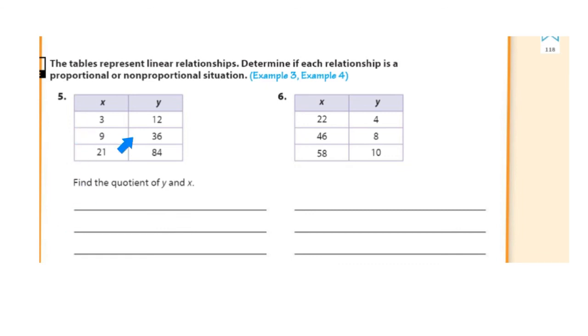All right, so use your tables here. Remember y divided by x, y divided by x on both of them. So it says find the quotient. You're finding that ratio. So find the ratio and tell me if they're proportional or not.